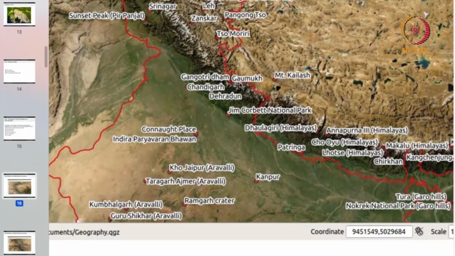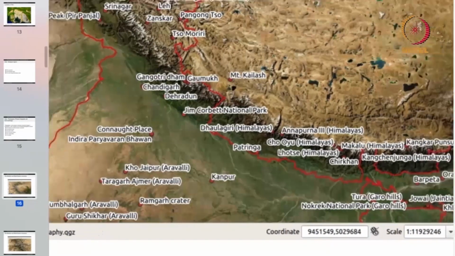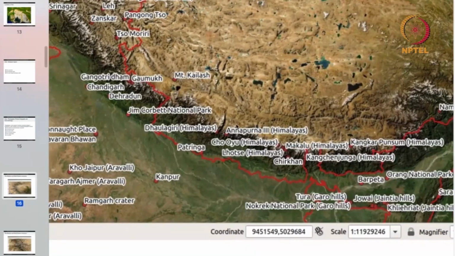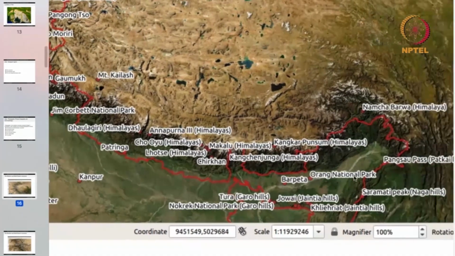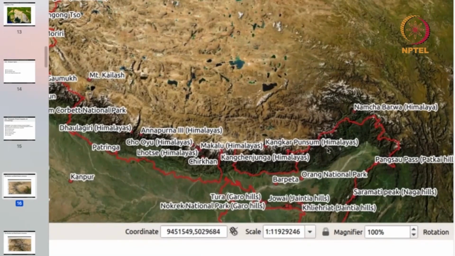Now these regions we had observed before. So this is Gangotri, Dham and Gomukh. So when we talked about the Gangotri glacier, this is the area we were talking about. Now the Himalayas move in the form of this chain, and so here we have the Dhaulagiri peak. So this is Dhaulagiri, this is Annapurna, this is Chouyu, this is Lhotse, this is Chirkhan, this is Makalu. Then we have the Kanchenjunga.